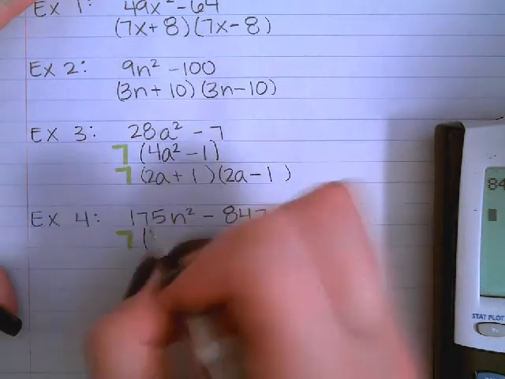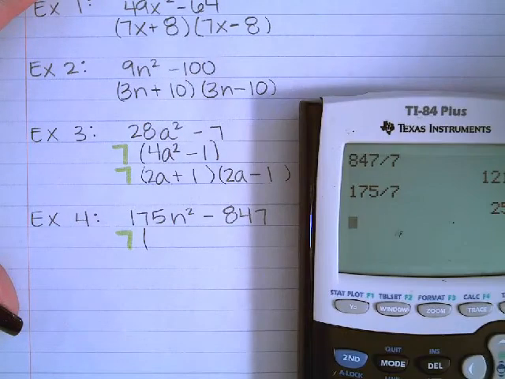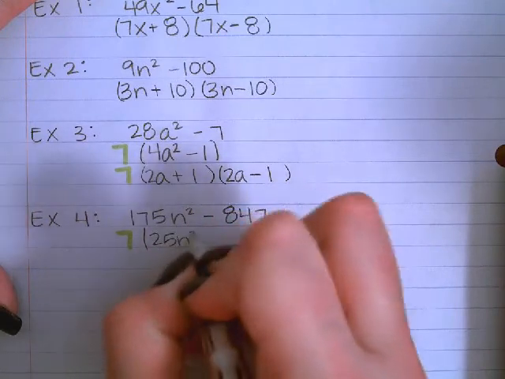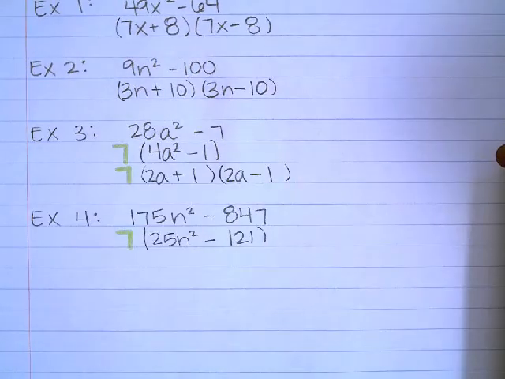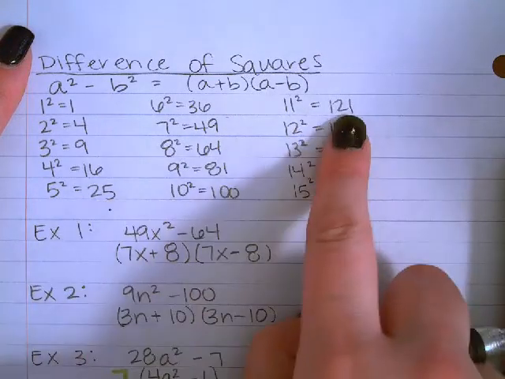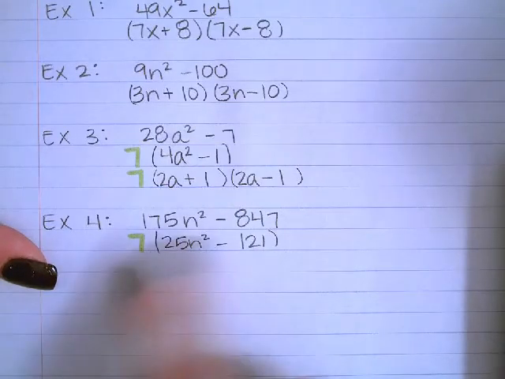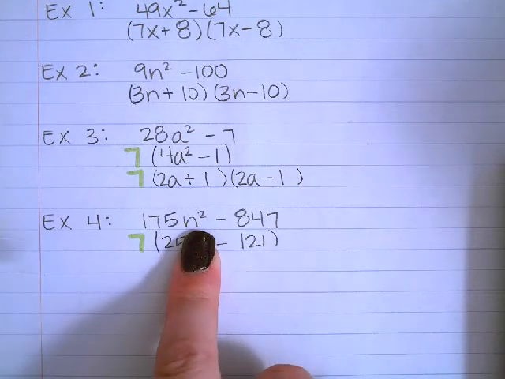And 175 divided by 7 is 25. 847 divided by 7 is 121. And I know that these are good numbers because they show up on that list. I've got 25, I've got 121. The reason I could kind of tell that was my goal with the original problem is because, again, I had those two terms, I had the negative in the middle, I had the n squared. So even though the numbers were a little bit confusing, it still looked like it was kind of going to fit that form.